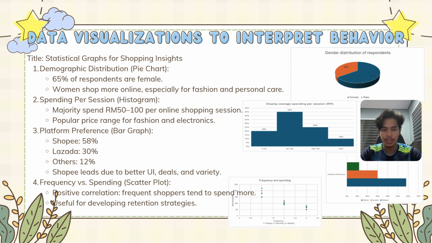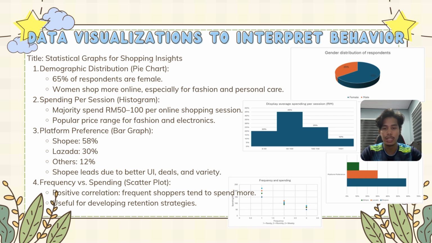Data visualization to interpret behavior. Title: Statistic graph for shopping insight. First one is demographic distribution. Pie chart. 65% of respondents are female. Women shop more online, especially for fashion and personal care.